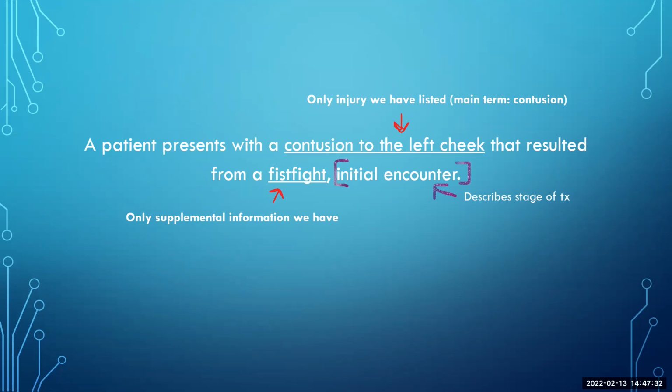And then the supplemental information that we have is that it was sustained during a fist fight. And also we know that this is the initial encounter. So this is the first time the patient is being treated for this condition. And this initial encounter describes the stage of the treatment. So we could have a follow-up or subsequent treatment or something like that. But right now we know this is the initial encounter. This is the first time they're being seen for this injury.